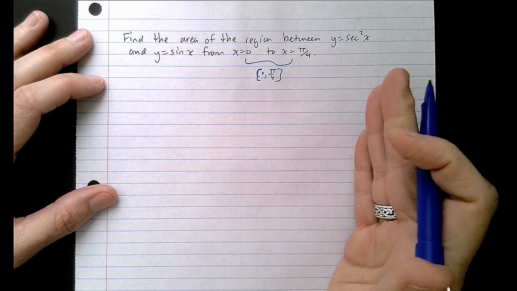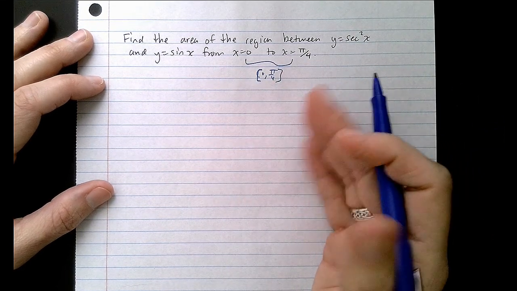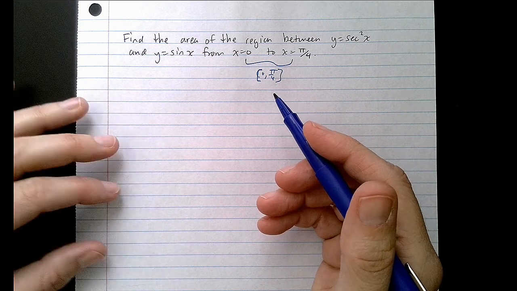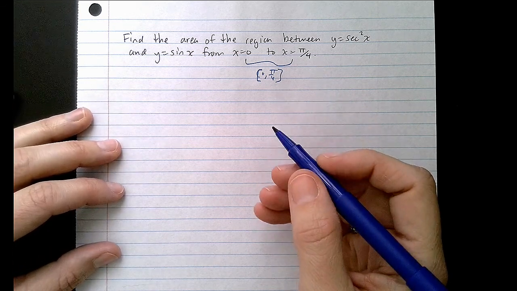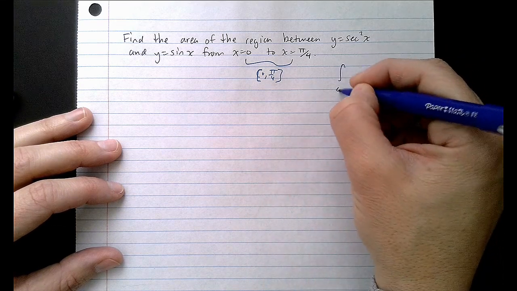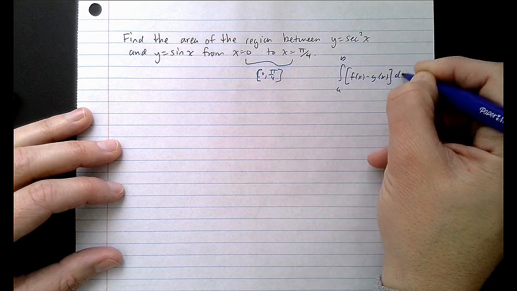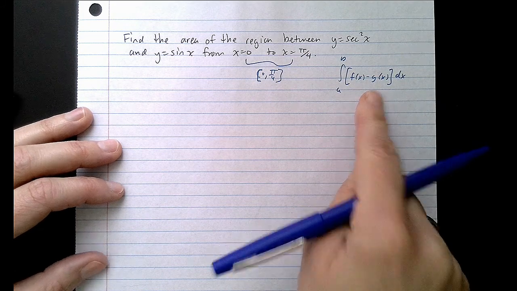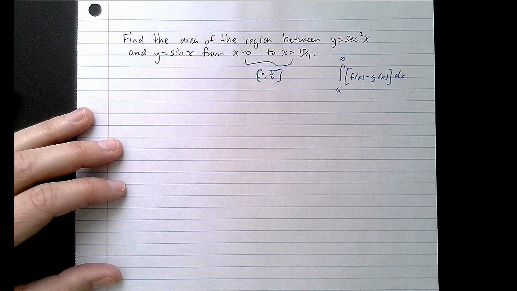Now we need to have a picture because we need to get a visualization of what's going on here. We need to know which function is above the other because remember, for the rule to work, we're going to have to make sure we put the correct functions in the correct spots. Okay, this is what we're trying to do. So let's get an idea of what this looks like.